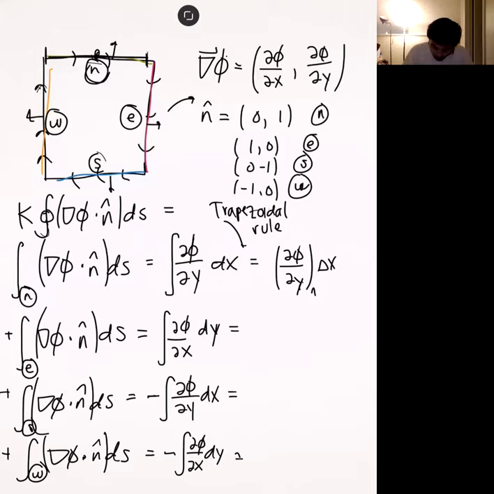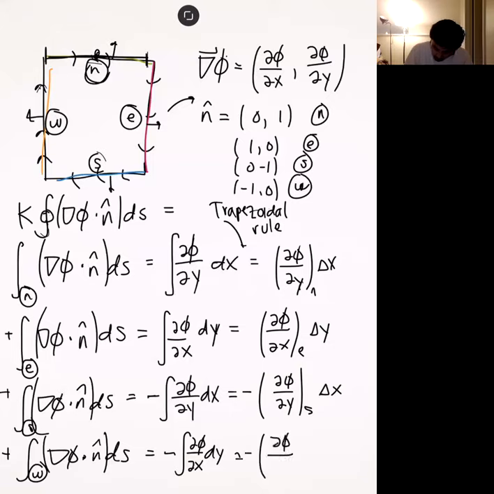If we apply that same thing to all of these integrals here, we have d phi dx at the centroid of the east face times delta y. Then we have a minus partial phi partial y on the south face times delta x. And then we have a minus partial phi partial x on the west face, times delta y.